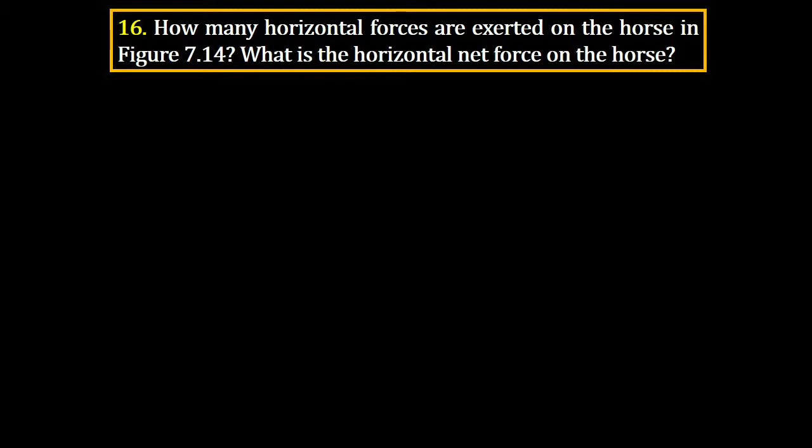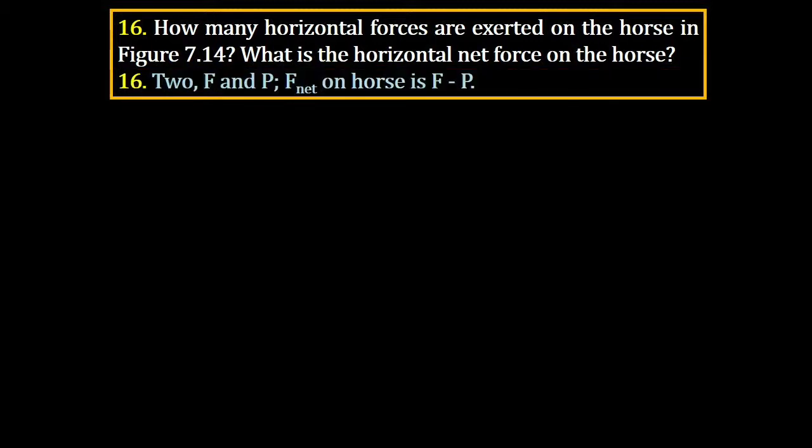It says, how many horizontal forces are exerted on the horse in figure 7.14? What is the horizontal net force on the horse? So the horizontal net force on the horse will be capital F minus capital P, and the two forces are capital F and capital P. All right, so let's see if we can read the next problem.